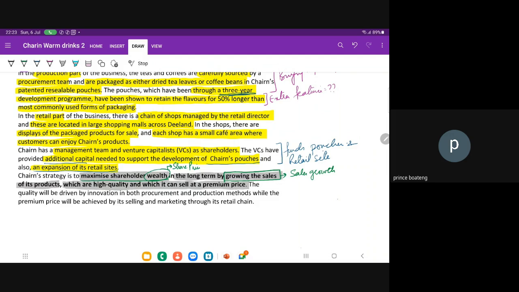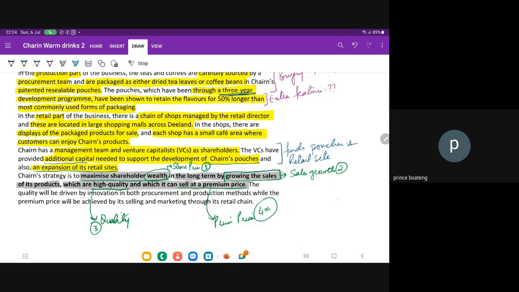By growing the sales of its product, and the product should be of high quality. So this means that quality is important, and it can sell at premium prices. So this is the first objective, this is the second objective, this is the third objective, and premium pricing is the fourth objective, right? So these are four things which the company wants to do.